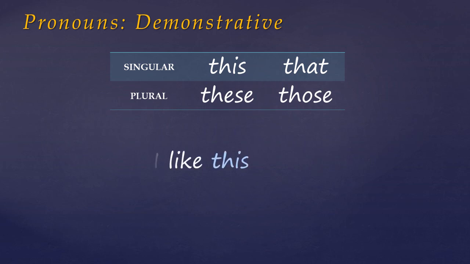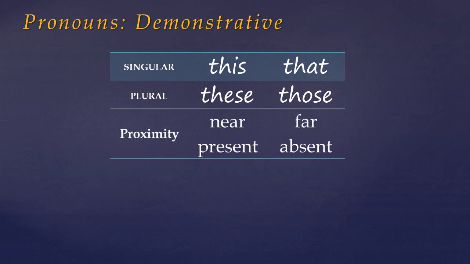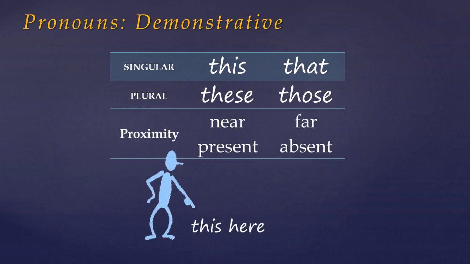I like this, this is good. And in English we use this and that pretty much interchangeably. But there is one small difference, and that is we tend to use the pronoun this when referring to something which is present or nearby, and we tend to use that to refer to something which is absent or remote, either physically or in time.